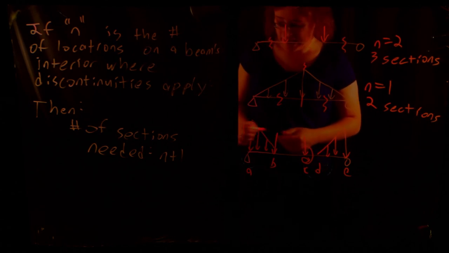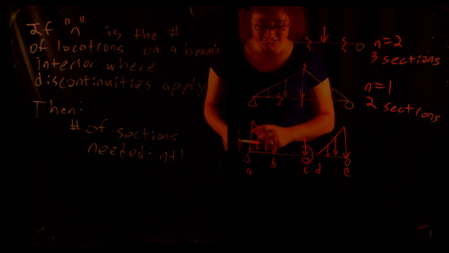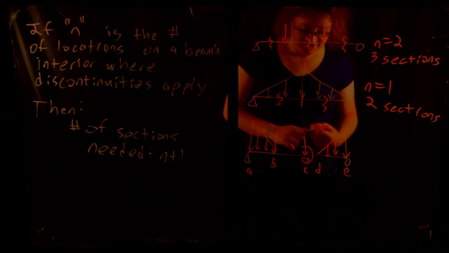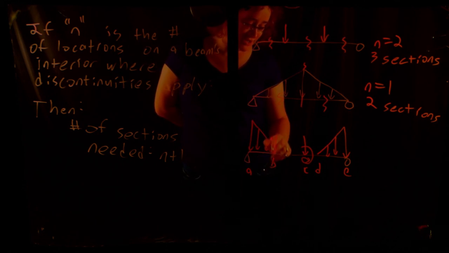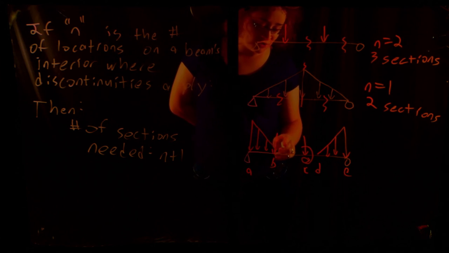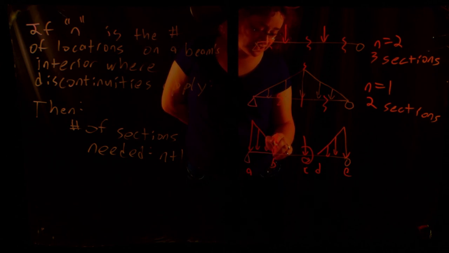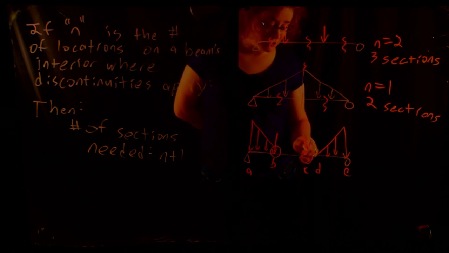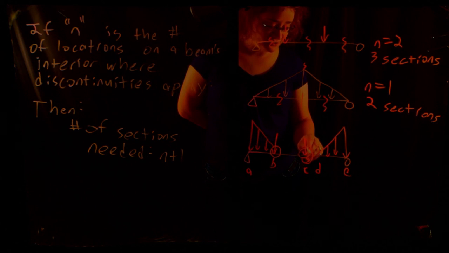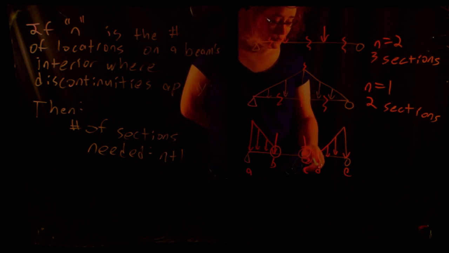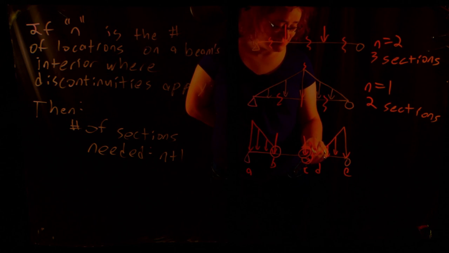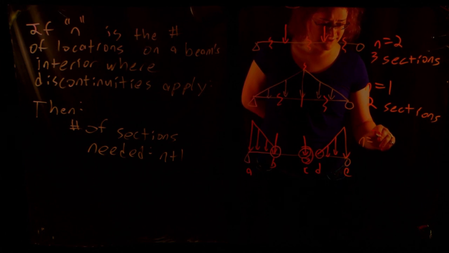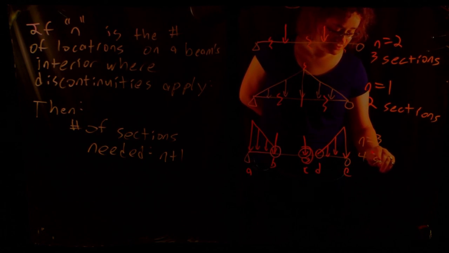Well, now, I do actually have quite a few discontinuities, but what really matters, again, is the number of locations of discontinuities, because this point load and the end of this distributed load are at the same point, point B, so that's one location. Our point load and our couple, or our point moment here at point C, represent another location. And point D, where this new distributed load starts up, is another point. So in this case, N would be equal to 3, so I would need 4 sections.